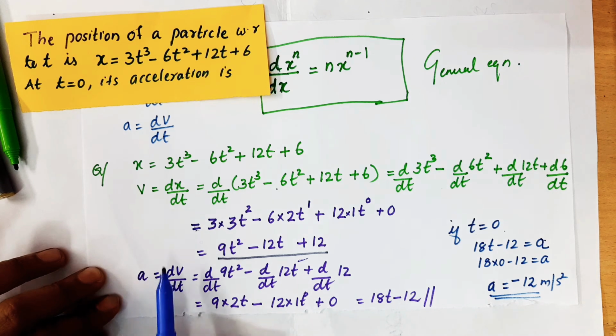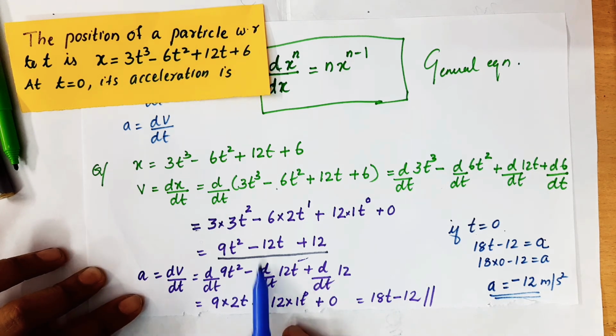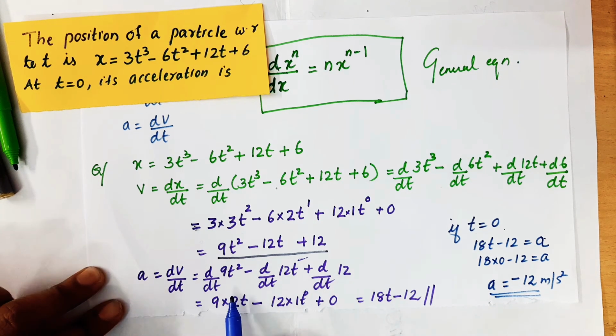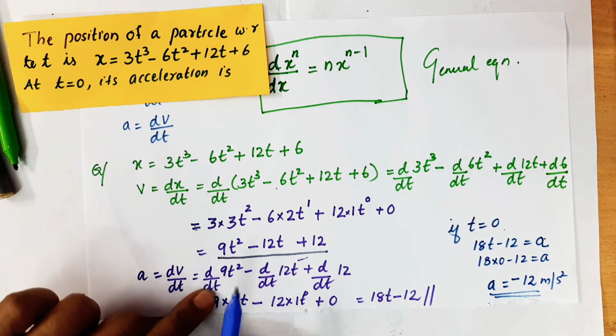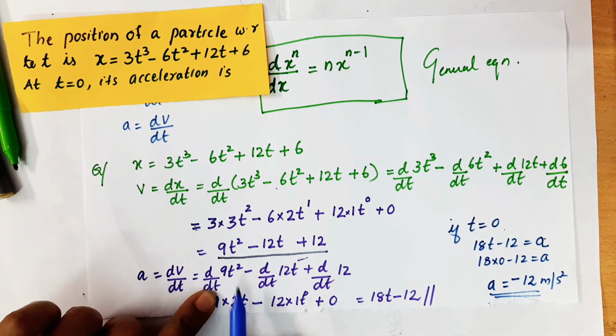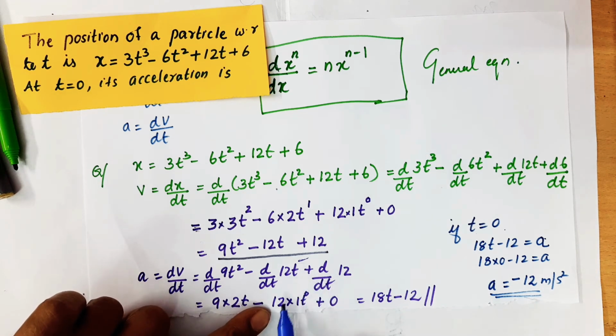Now if you need acceleration, dv by dt: d by dt of 9t square minus d by dt of 12t plus d by dt of 12. Here also apply the same formula. 9 is constant, t square differential will come as 2t power 2 minus 1, that is 2t, minus 12 into, power is 1 here, 1t power 0, plus 0. So 18t minus 12.